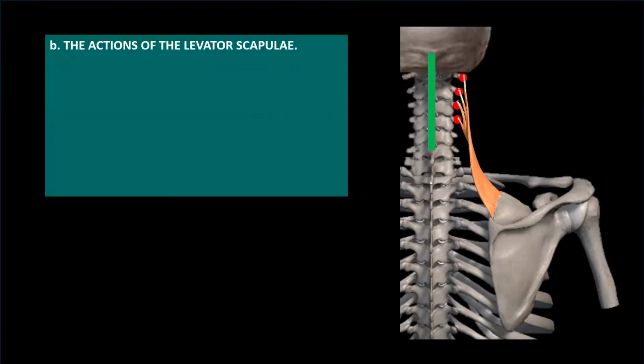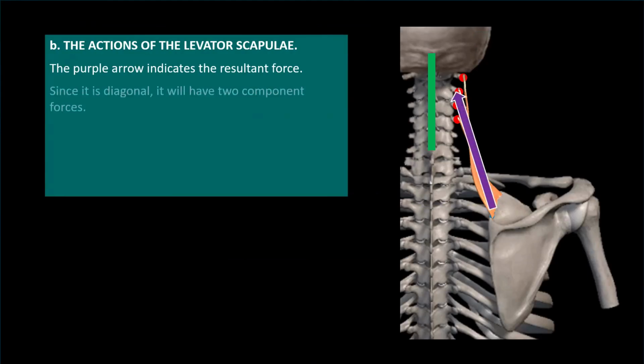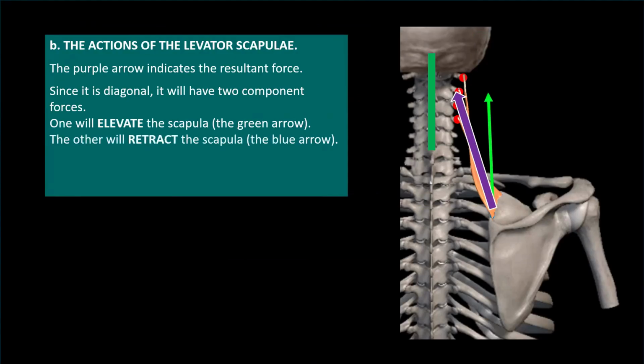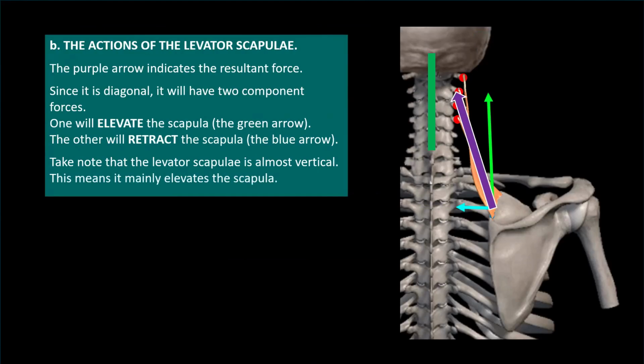B, actions of the levator scapulae. The purple arrow indicates the resultant force. Since this is diagonal, you will have two component forces. One will elevate the scapula, green arrow. The other will retract the scapula, the blue arrow. Take note that the levator scapula is almost vertical. This means it mainly elevates the scapula.